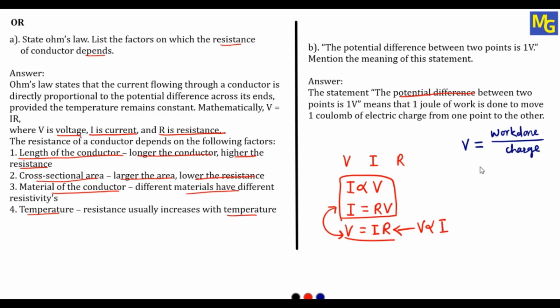And here the work done symbol is W, and the charge symbol is capital Q. So we will write Q and this is V. Now, according to this formula, if you want V as 1 volt, then work should be 1 joule and charge should be 1 coulomb.